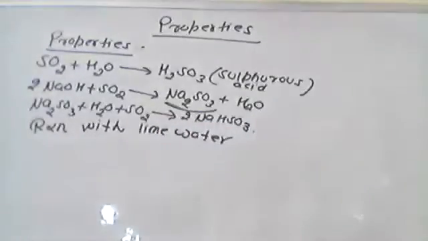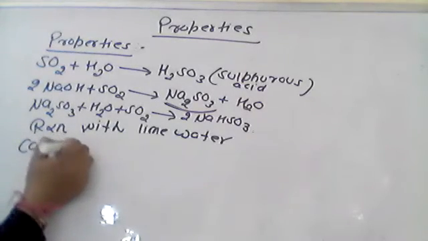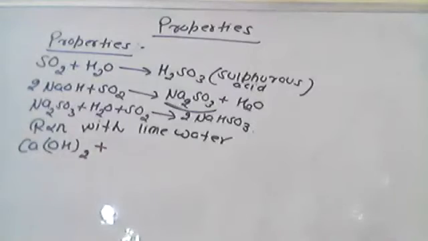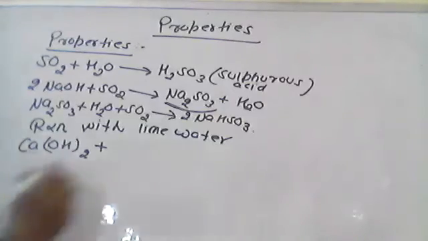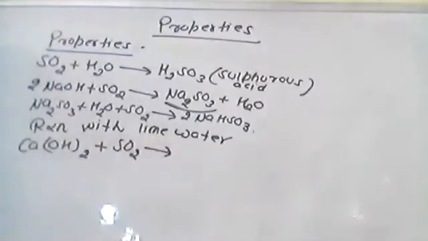Reaction with lime water. Lime water is basically calcium hydroxide, Ca(OH)2. You know that if we pass carbon dioxide gas through calcium hydroxide, there is a formation of calcium carbonate, a white precipitate. Here calcium hydroxide is there and we are treating it with sulfur dioxide.